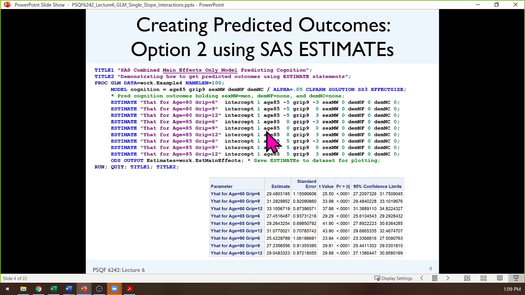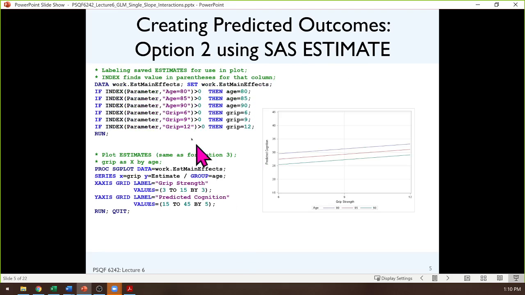One advantage of these statements is that no matter what the model fixed effects are, these will always give you the right answer. You don't have to spend your time typing the coefficients and watching them change as you add things or take things away from the model. So in this table, I'm saving it. This ODS output statement here saves this table as a data set. I'm then going to take the labels from the left-hand column and turn them into new variables for age and grip. So I'm creating a variable called age inside that table here and a variable called grip.